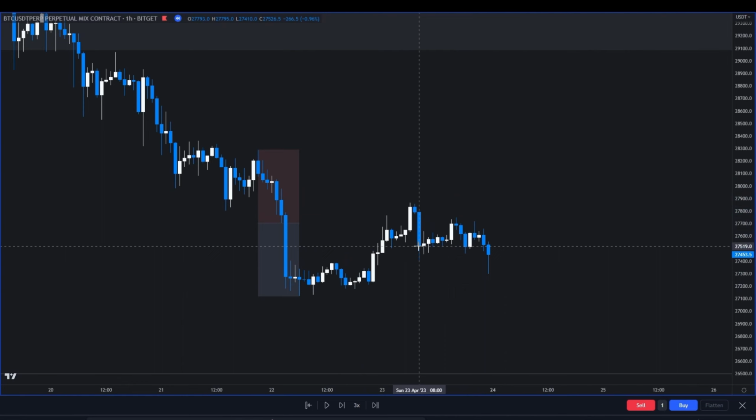Now here, most people don't apply this in their trading, but me and my students are very fond of it. So we take a fair value gap and we wait for a raid.